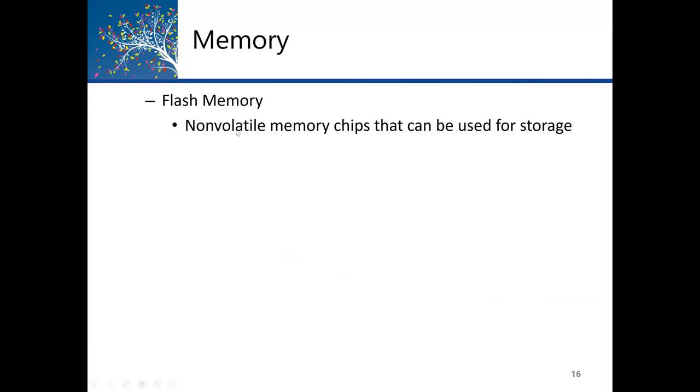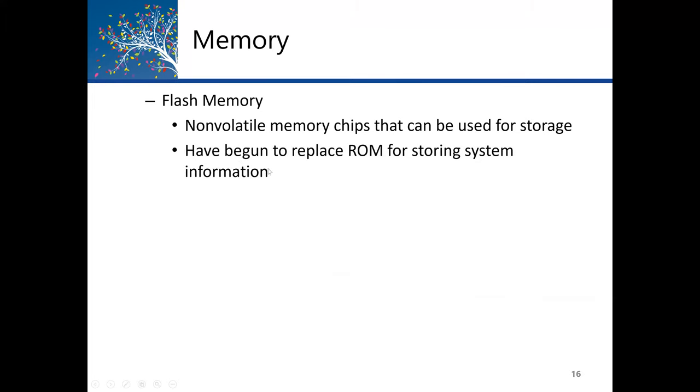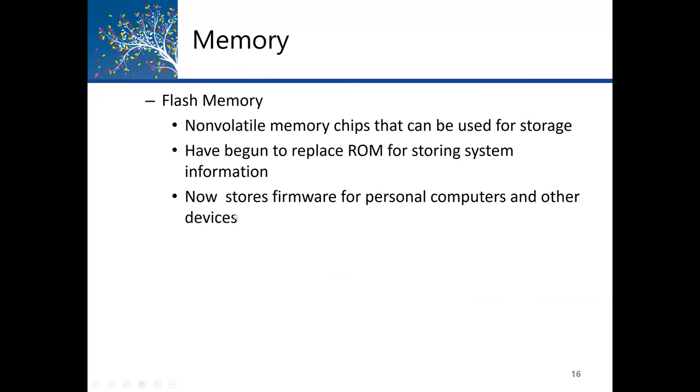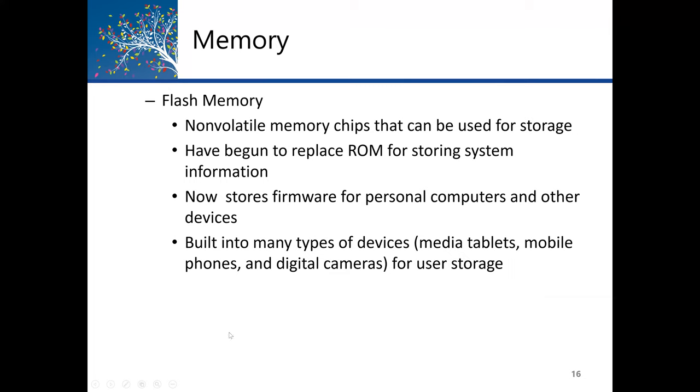A flash memory also is a non-volatile memory chip that can be used for storage, almost the same as read-only memory. Flash memory has begun to replace the read-only memory for storing system information. It also now stores the firmware for personal computers and other devices. It is also built into many types of devices, such as media tablets, mobile phones, and digital cameras. Normally, a typical smartphone uses a flash memory as a storage device.